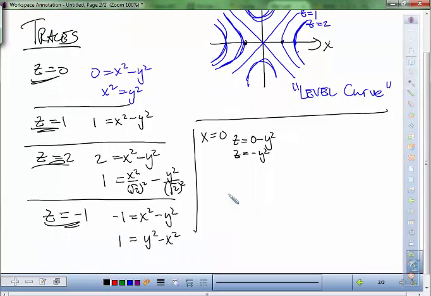Since we're letting x equal a constant, it makes sense to put this on a YZ axis. And what kind of graph is this? Z is your dependent variable, y is your independent variable. Z is equal to negative y squared. Graph? Upside down parabola. Negative sign, so it's an upside down parabola. X is equal to 0, upside down parabola.